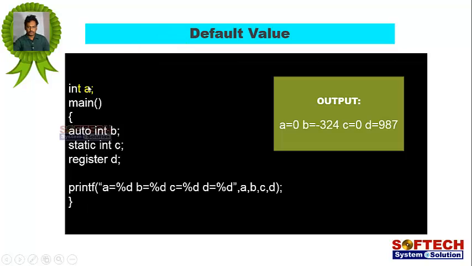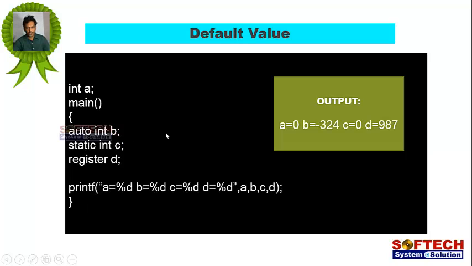Default value. This is a program to illustrate the default value. Here we declare integer a. This is an external storage class specifier declared variable. This is an external declaration. We declare it before the main. This is the external variable, integer a, then main. Automatic storage: by using the automatic storage class, auto int b.